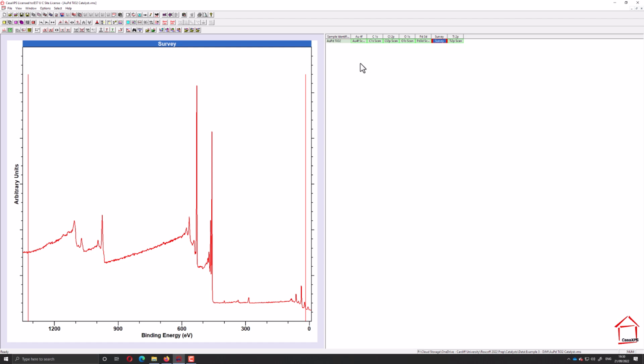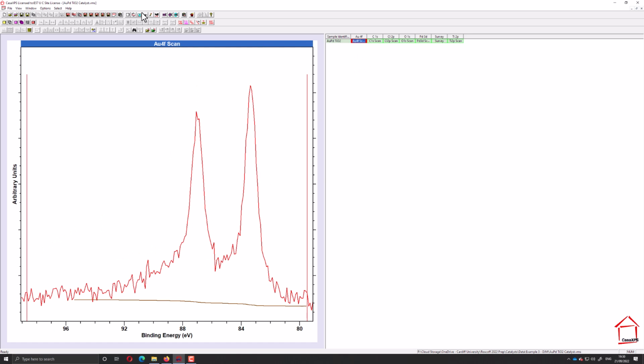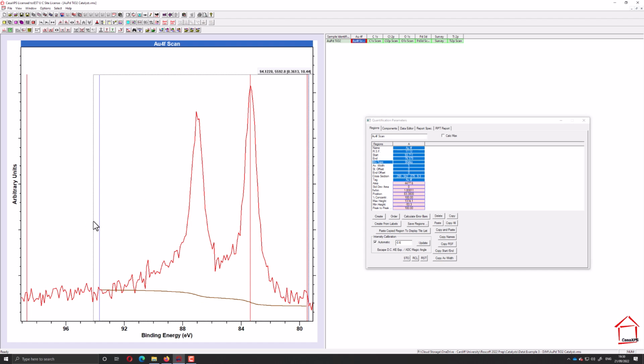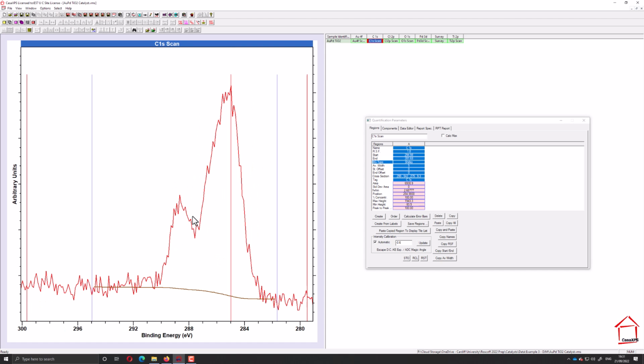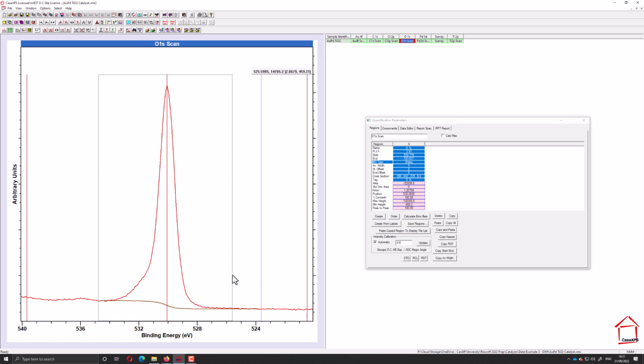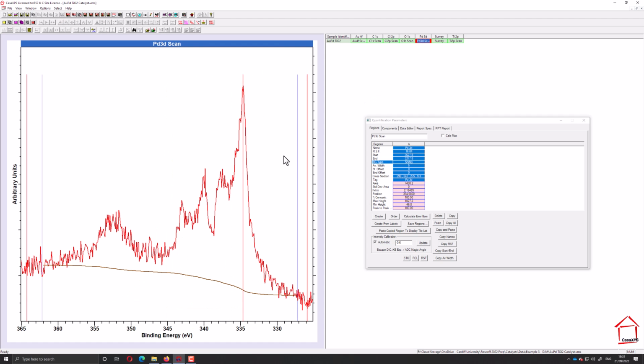So let's just create a few regions. I'll highlight all these, click the survey and click the Add Regions button. It's put on some default regions, so let's tidy those up a little bit. We've got a Shirley type background, that's fine for this exercise, and an average width of 5, let's change that to 4 for the moment, and expand over this gold 4F region. Let's do the same with the carbon and the oxygen, moving those regions around as opposed to the default values that CASA has put in for us.